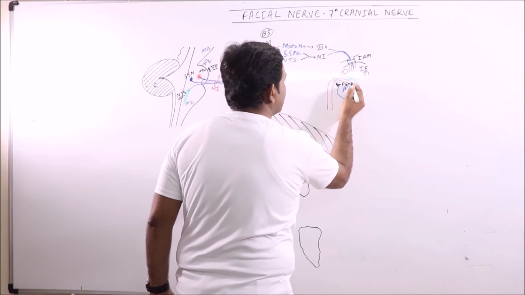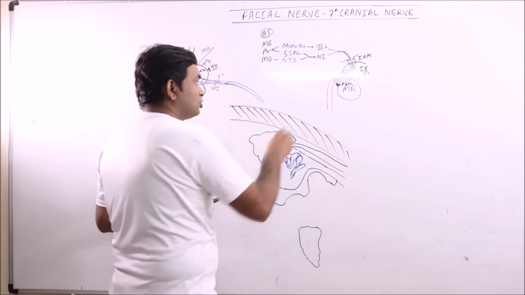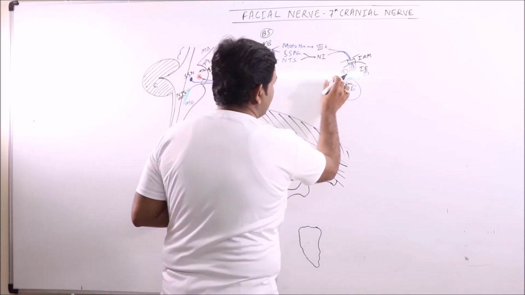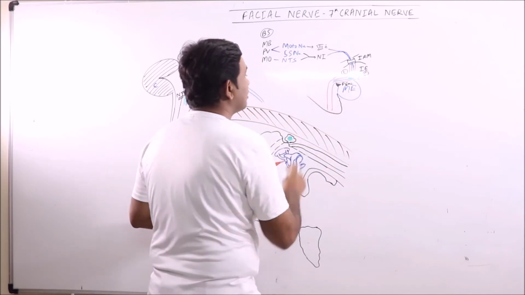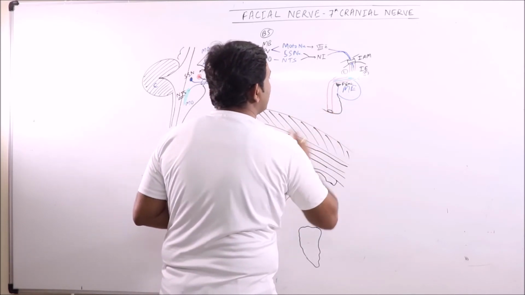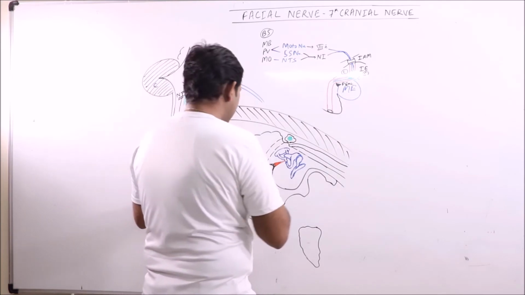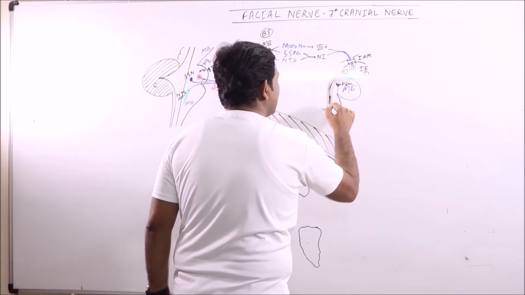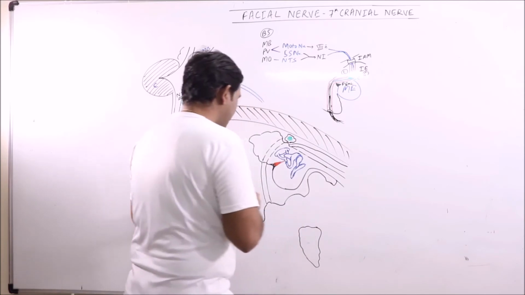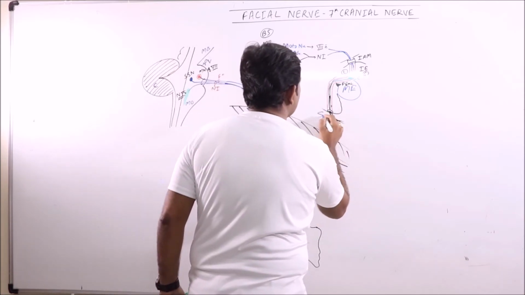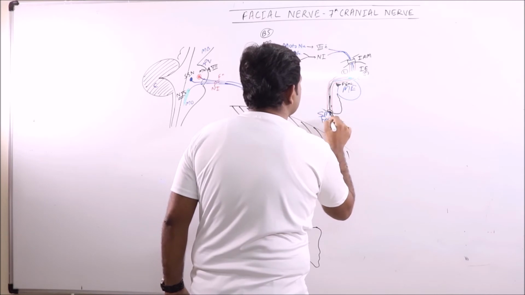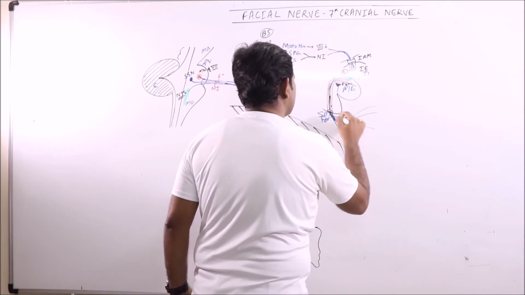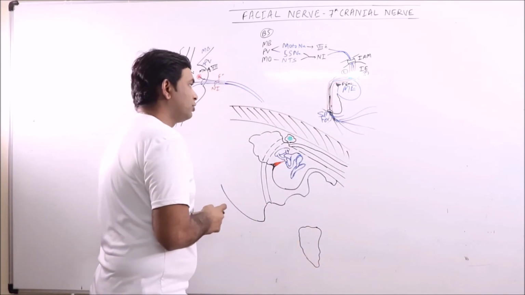We'll discuss this in the next lecture. This is the pyramidal eminence. After crossing the pyramidal eminence, it will move vertically downward in the mastoid part of the temporal bone. Then these fibers will run downward. They will emerge out of this foramen, which is known as the stylomastoid foramen, and will give various branches in the face, and also some branches are given to the temporal region.